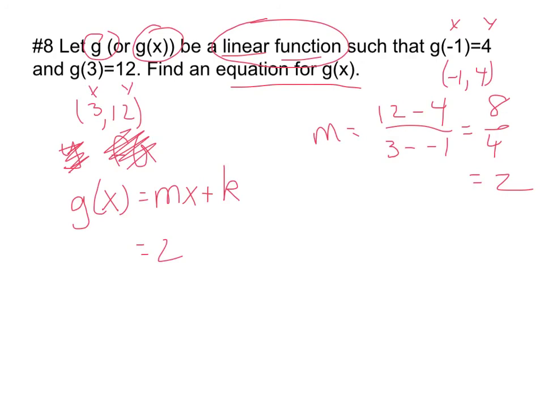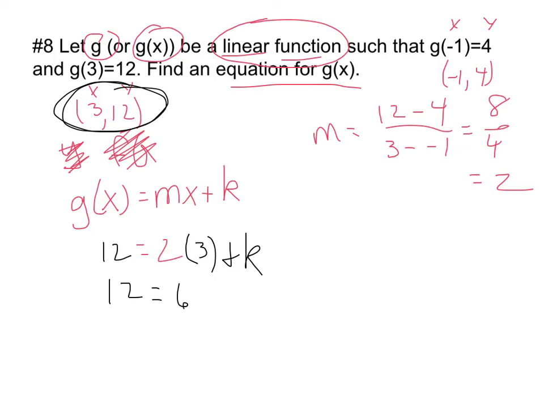Now, do we know the y-intercept yet? Not yet, but we can just pick one of our points. Why don't we just use (3, 12) right here. Plug in 12 for g of x, or y, equals 2 times 3 plus some k. So 12 equals 6 plus some k. That means k is equal to 6. So now you can write your function.